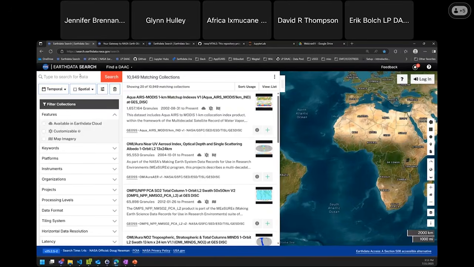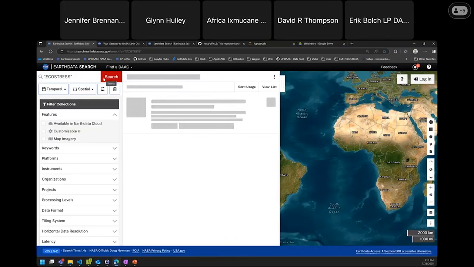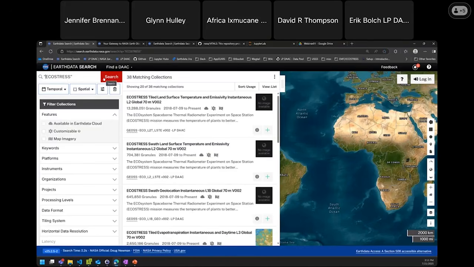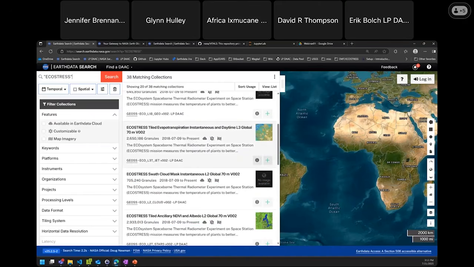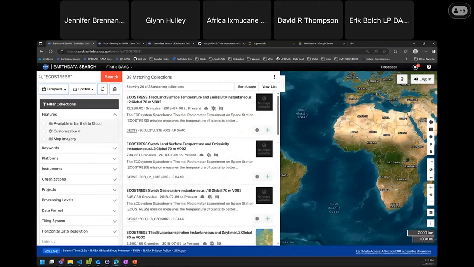Since we just talked about ECOSTRESS, I'm going to do a search for ECOSTRESS. And you can put this in quotes. Some data sets have ancillary information from others. So if you throw that in quotes, it'll make sure that you're getting all the data sets that are tied to a certain instrument. Here you can see there's a bunch of different options, a bunch of different product levels. This is the tiled land surface temperature. We then have a swath land surface temperature, various geolocation data, evapotranspiration. So you can see all of these data sets here.